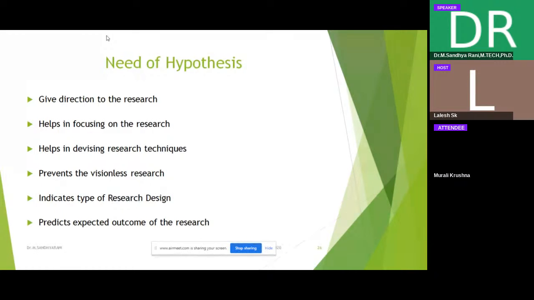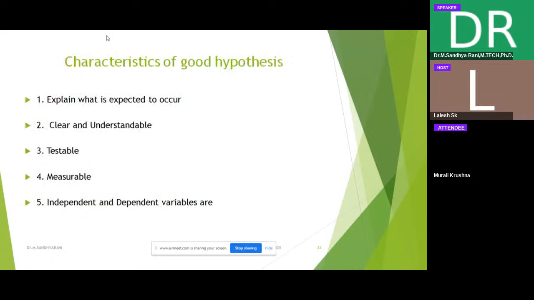Your hypothesis should be very clear. It should be understandable. It should be testable. It should be measurable. We all know that a hypothesis should have a dependent variable and an independent variable. Whenever we frame the hypothesis, it should have dependent variables and independent variables. We also know how to do hypothesis framing.